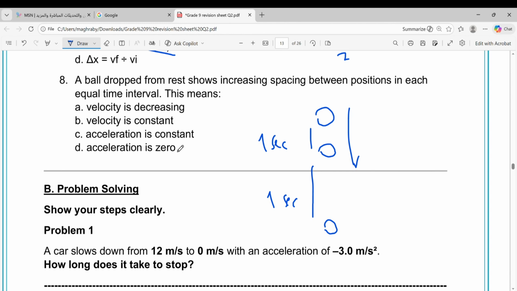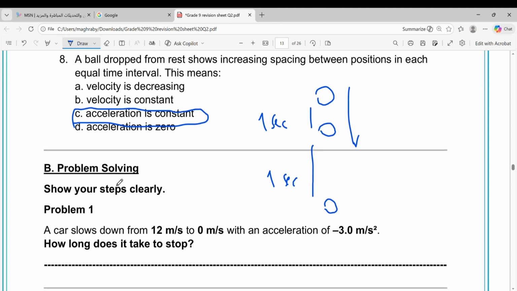So what does it mean that the velocity is increasing? We mean that we have acceleration. Which one here has acceleration? This one. Acceleration is constant. That means that we have acceleration.